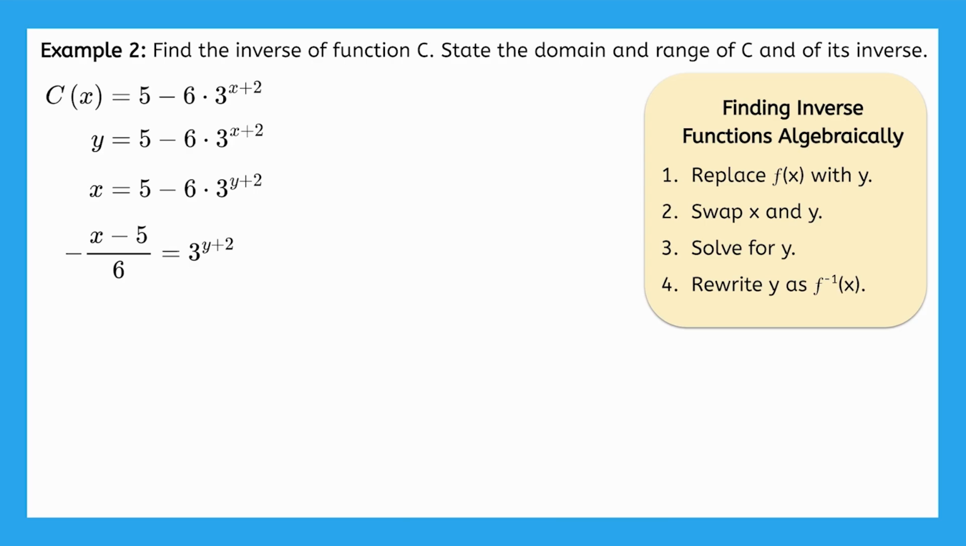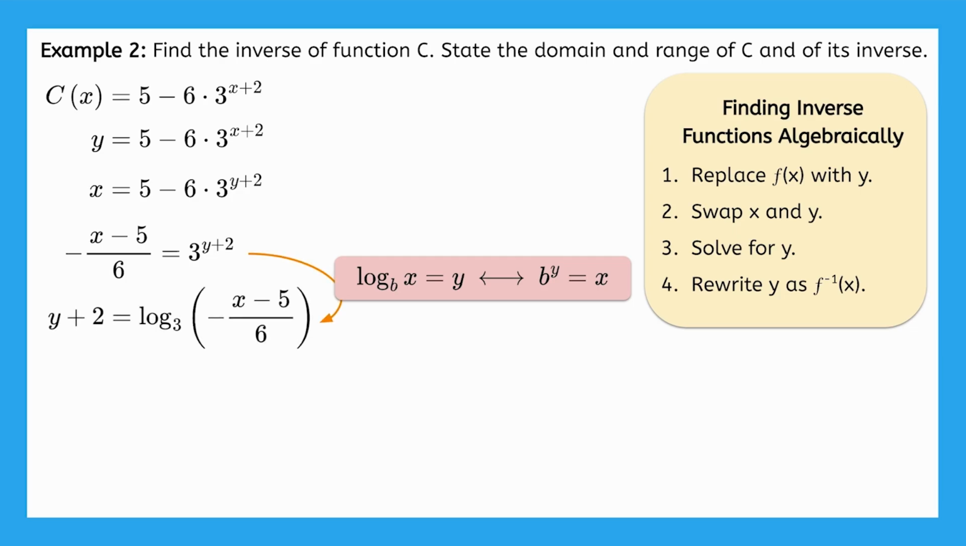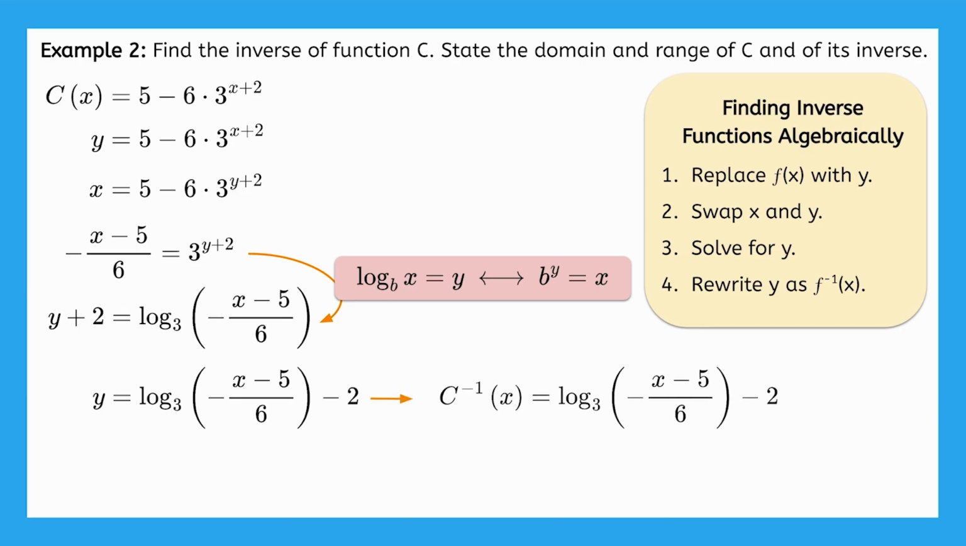To bring down the y and isolate it, we can rewrite this equation in logarithmic form, which gives us y plus 2 equals log base 3 of negative x minus 5 over 6. We finish solving for y by subtracting 2 on both sides. Lastly, we rewrite y as c inverse of x. Our final equation is therefore c inverse of x equals log base 3 of negative x minus 5 over 6 minus 2.